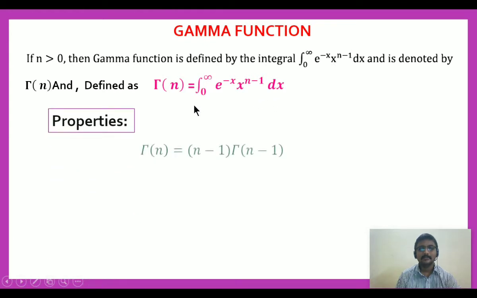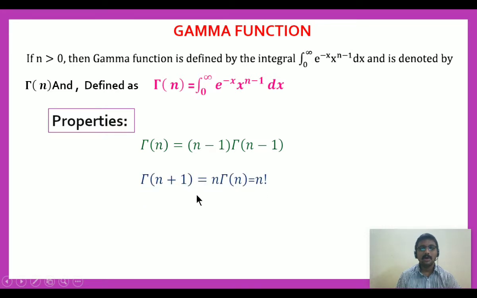Properties: gamma of n is (n minus 1) gamma of n minus 1. Gamma of n plus 1 is n gamma of n, which is equal to n factorial for any positive integer n. And also we will have gamma of n is gamma of n plus 1 by n. And we will have a definition, that is gamma of n by k power n is nothing but the integral of 0 to infinity e power minus kx, x to the power of n minus 1 dx.